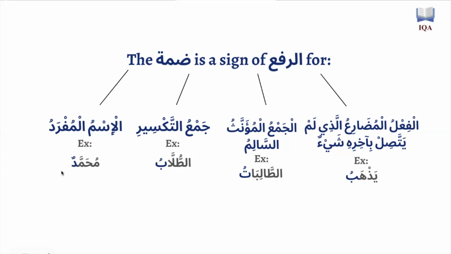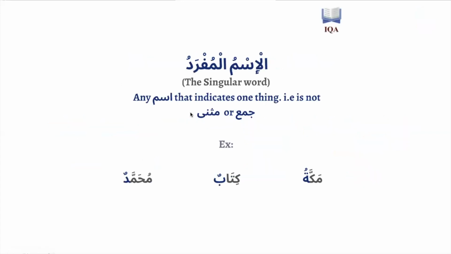So let's go ahead and start with the ism mufrad. Al-ism mufrad, the singular word, is any ism that indicates one thing. So it's not a muthanna or a jam'. It's not a dual noun, and it's not a plural. So Muhammadun, Kitabun, Makkatu, these are all mufrad nouns. Why? Because they're singular. They're only indicating one thing. They're not muthanna, they're not a dual, they're not kitabani, 2 books, and they're not jam', they're not plural, they're not Muhammaduna, and they're not kutubun. Okay, so that's what the ism mufrad is.